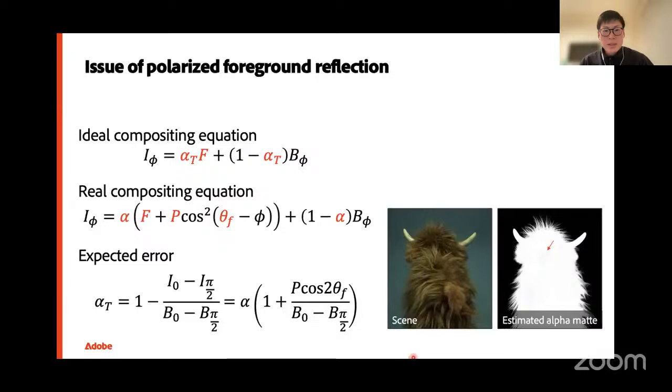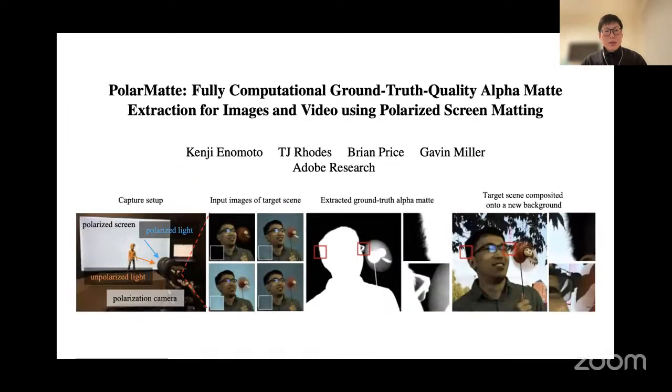In fact, this kind of error can be observed in the real world. This marked pixel should be completely foreground, but the estimated alpha matte value is less than 1. This issue is the main motivation of our recent work, which was presented at CVPR last year. So finally, let's jump into our recent work.